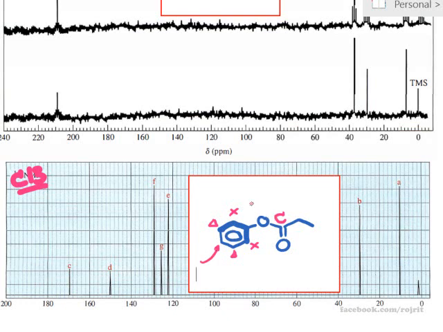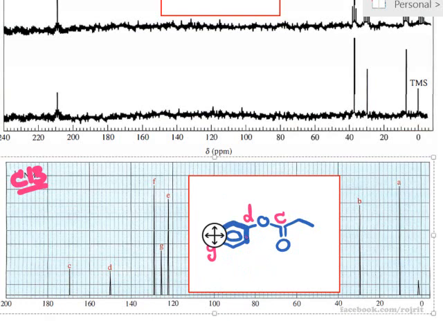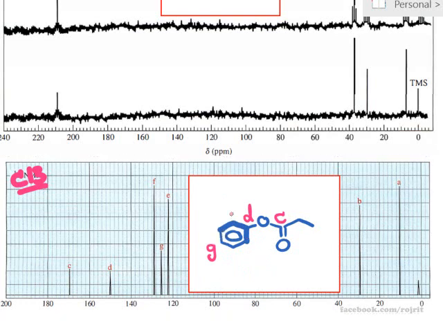So the D has to be here and the G has to be here. So we have only E and F left, right? E and F are actually very difficult to distinguish, because they are quite the same, right? But anyway, this is E, this is F.